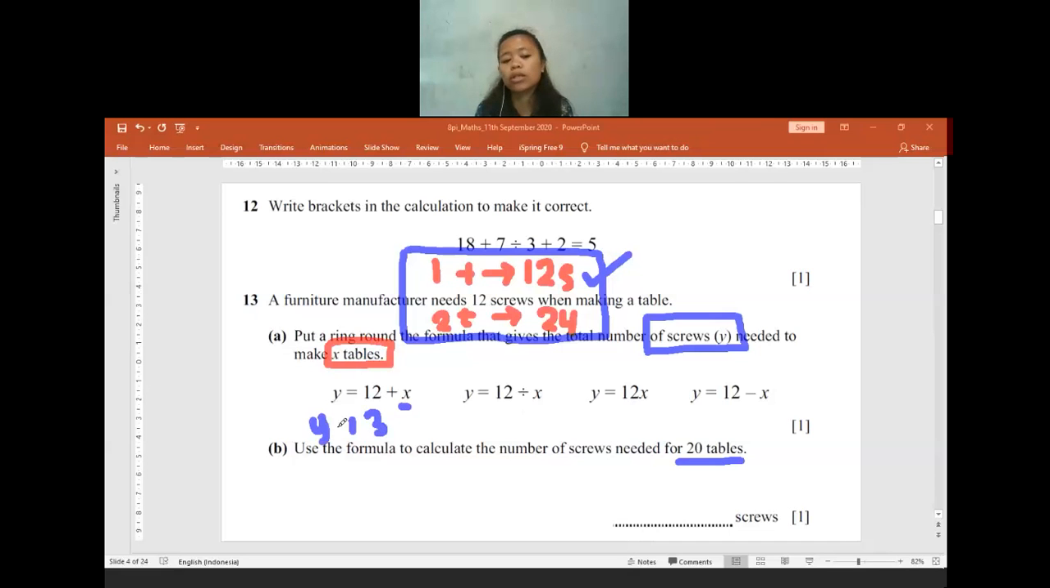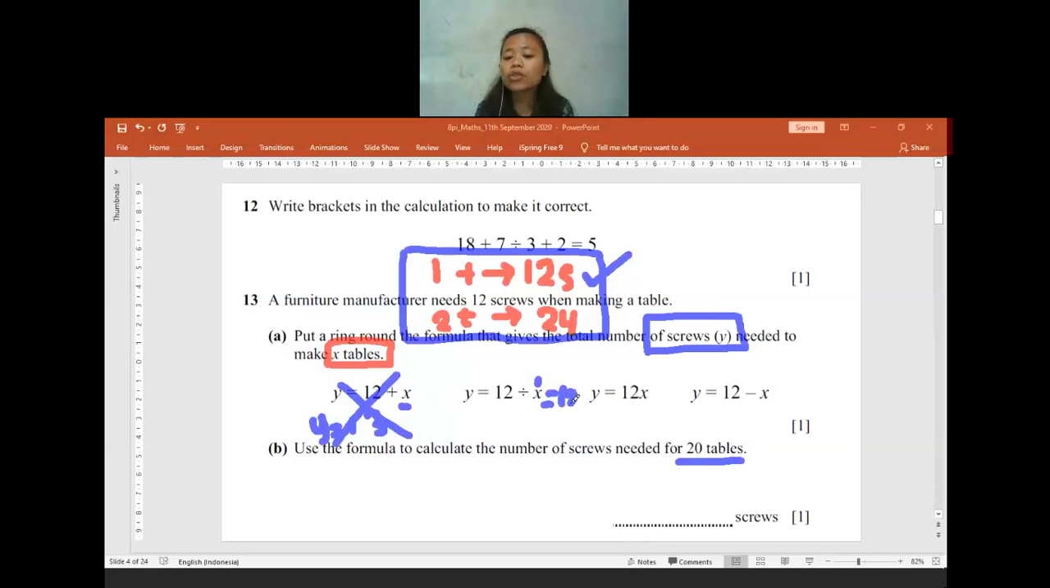No, it's wrong. The question said that I will be needing 12 screws when I make one table. So the first equation is already wrong. I can move to the second equation. Now I check if it is the first table. So the x I replace it with 1. 12 divided by 1. Yes, the answer will be 12.